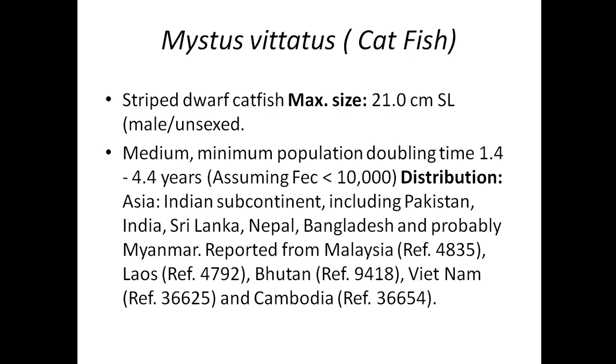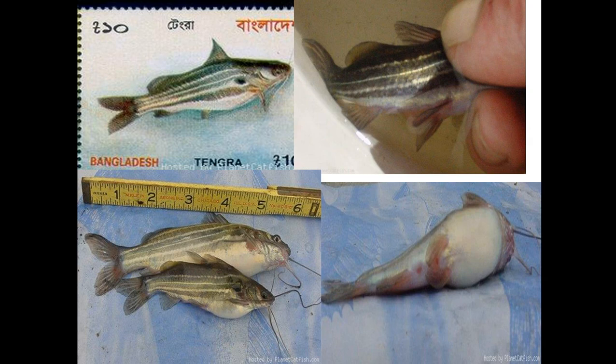Then after this Labeo rohita, let me move on to another fish. That's a catfish, Mystus vittatus, striped dwarf catfish. Striped dwarf catfish, where the size is about 21 centimeters. Within 1.4 to 4.4 years, the population can double. It's also found in the Indian subcontinent, including Pakistan, India, Sri Lanka, Nepal, Bangladesh, Bhutan, all those countries. This is a catfish.